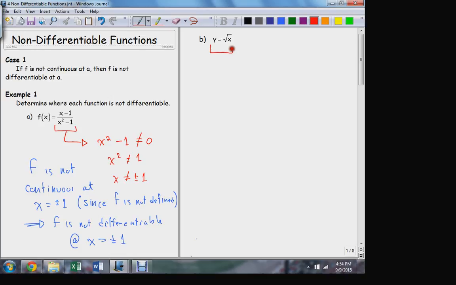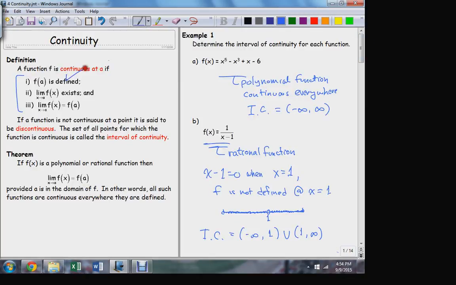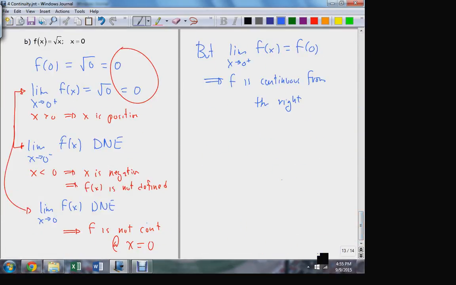This function here is not continuous at zero. Why? What condition of continuity failed for the square root function at zero? Let's see, let's remind ourselves. What are the conditions of continuity? Number one, function must be defined. Is the square root function defined at zero? Yes. Number two, the limit exists. Does the limit exist for the square root function at zero? No, that's what we proved earlier.